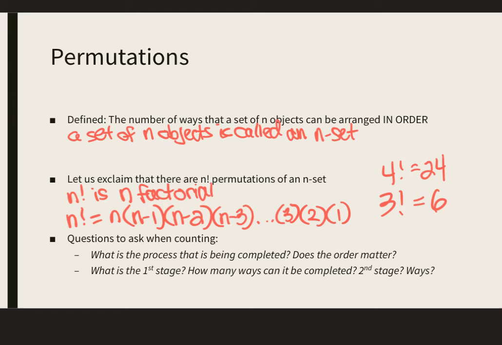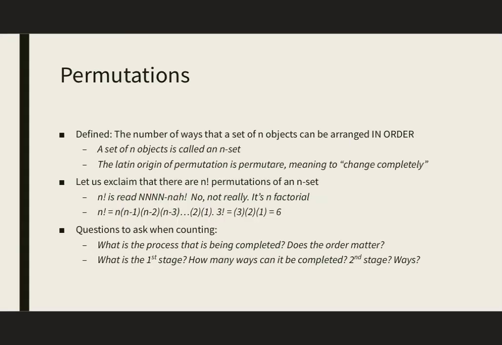And questions to ask when you're counting are, what's the process? What am I actually doing here? So how can I set up these slots? Does the order matter? Is this a permutation? And what is the first stage? And what's the second stage? And so on. And those stages are just slots, using the multiplication principle. So let's apply this definition to an example.